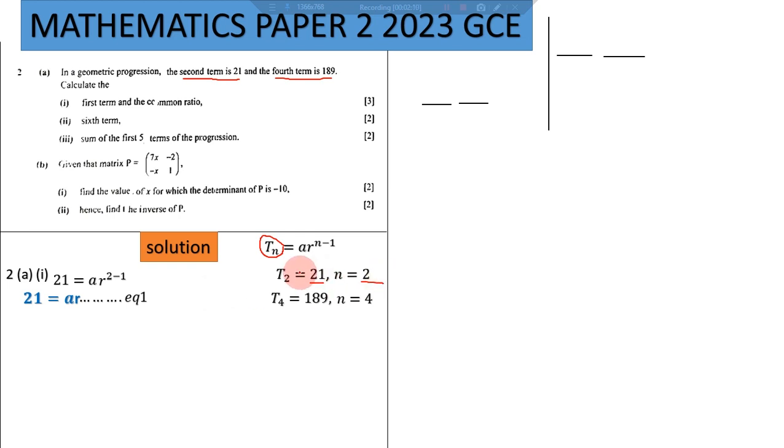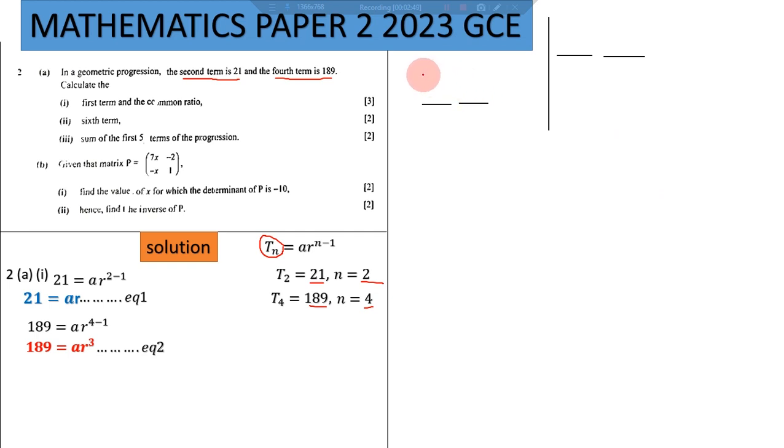For our second equation, we'll use the fourth term, same procedure. Where there is T4, we'll substitute the number 189. So we'll have 189 equals A times r, and on the power this time the position is 4. So we'll have r to the power 4 minus 1. When we subtract there, we're going to have 189 equals A r to the power 3. This is our equation 2. Let us hop on the other side where there is enough space.